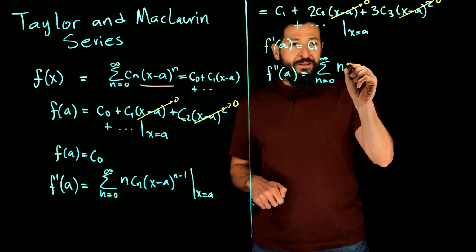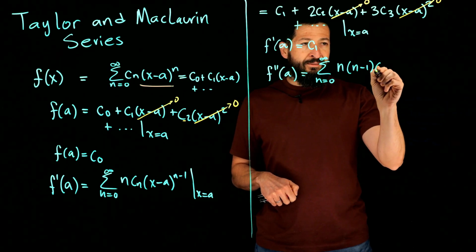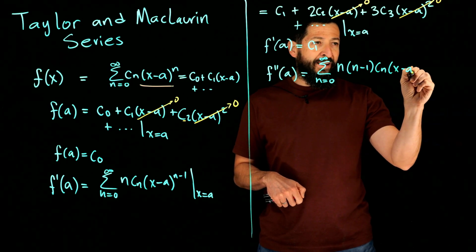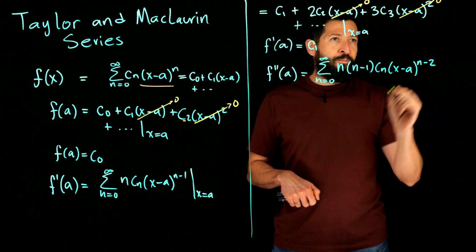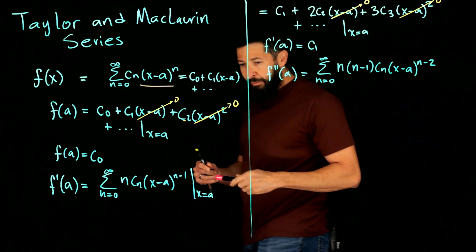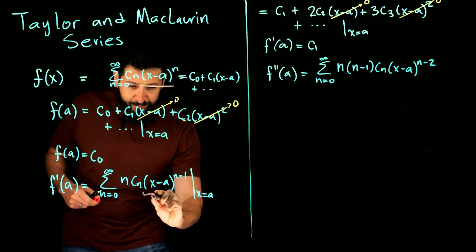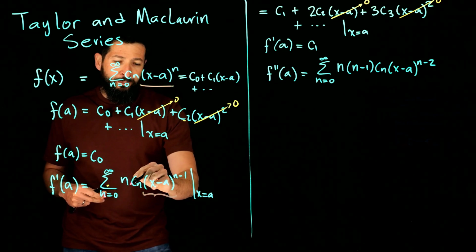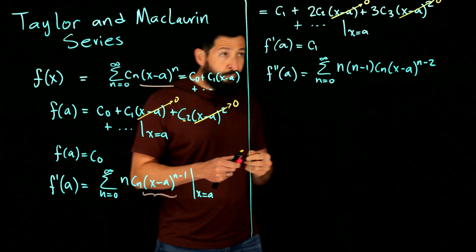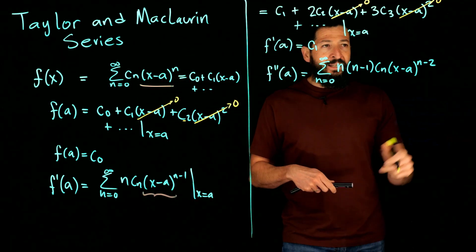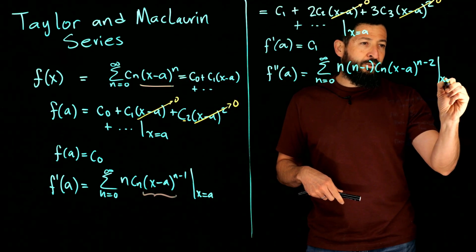So it's going to be n times n minus 1 times cn times (x minus a) to the n minus 2, taking the derivative term by term. So I just took the derivative of this expression here, dropping the n minus 1, subtracting 1 from the exponent. And then when I evaluate it at x equals a, what do I get?